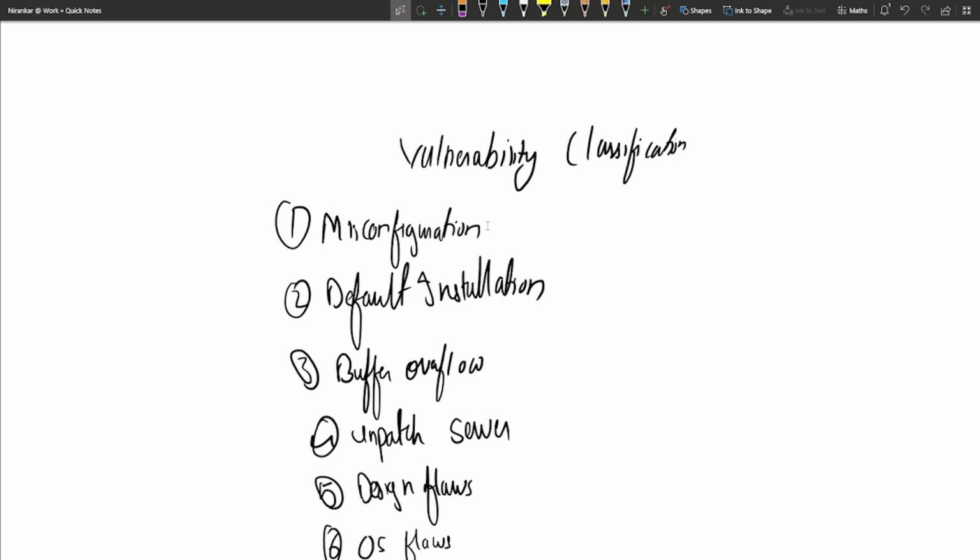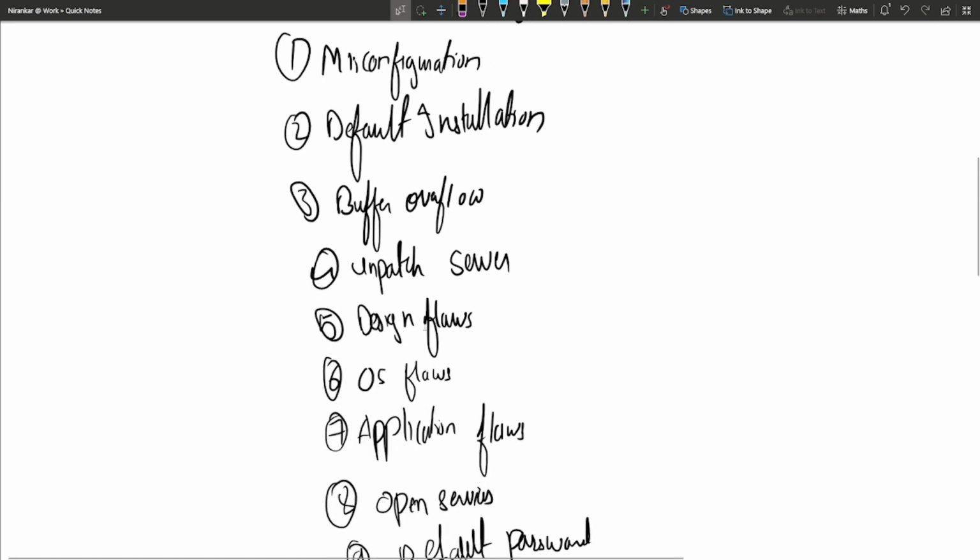Failing to change the default system settings while developing the software or hardware allows an attacker to guess the settings and break into the system. Buffer overflow: these are common software vulnerabilities that happen due to coding errors. It allows attackers to gain access to a target system.